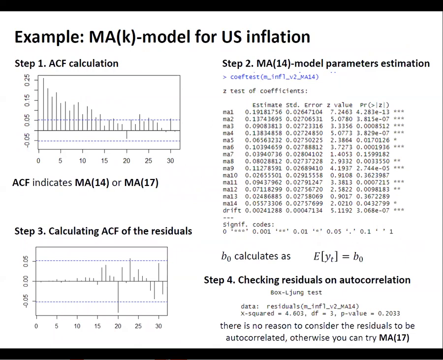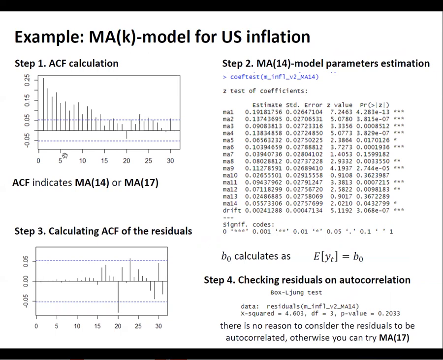Let's try to build the moving average model for US inflation. At the beginning of our lecture, we considered that the AR4 model is the best suited for US inflation if we work only in terms of an autoregressive model. Now we build a moving average model with order K. To determine the order of the model K, we consider the autocorrelation function.